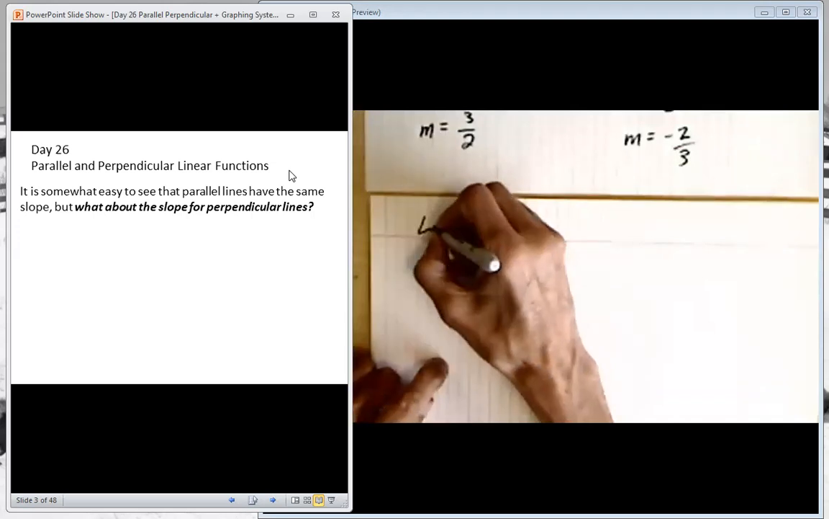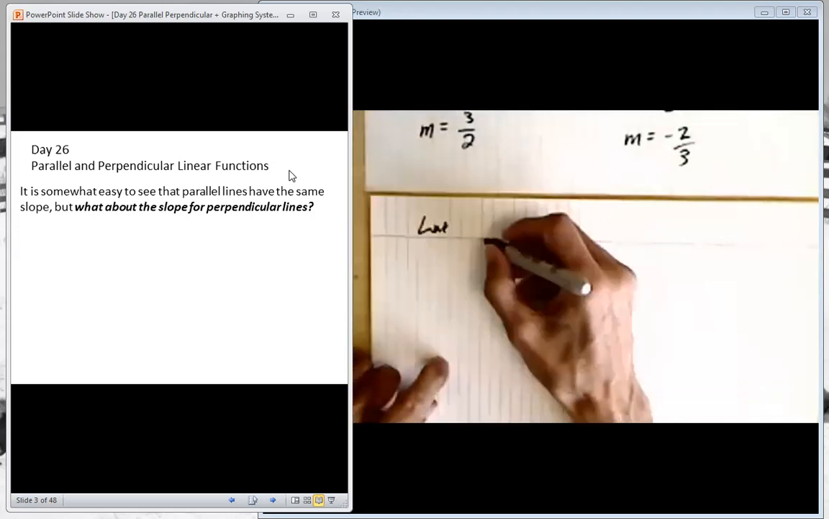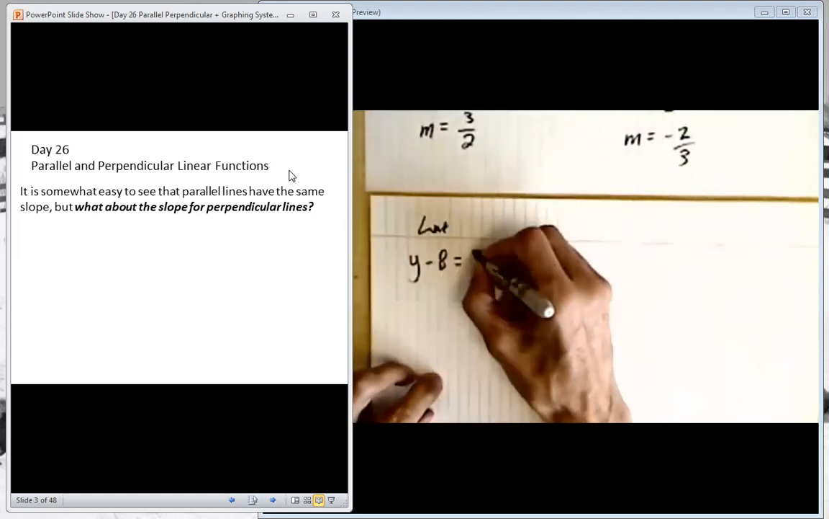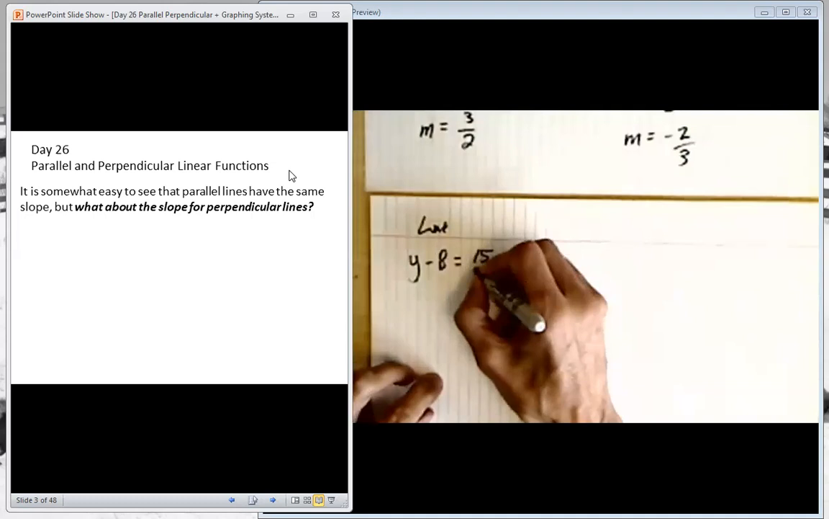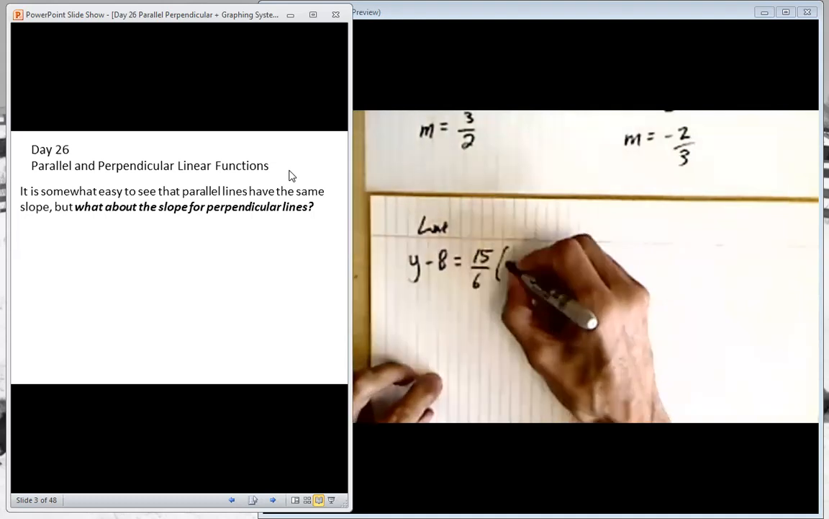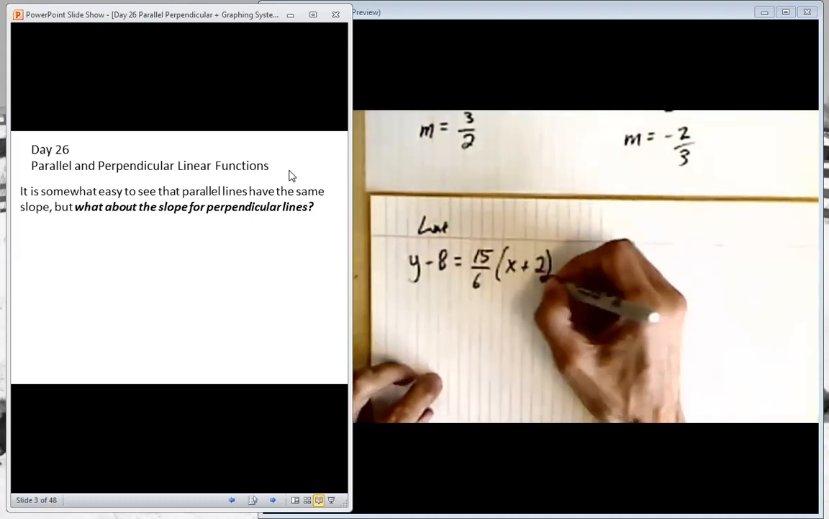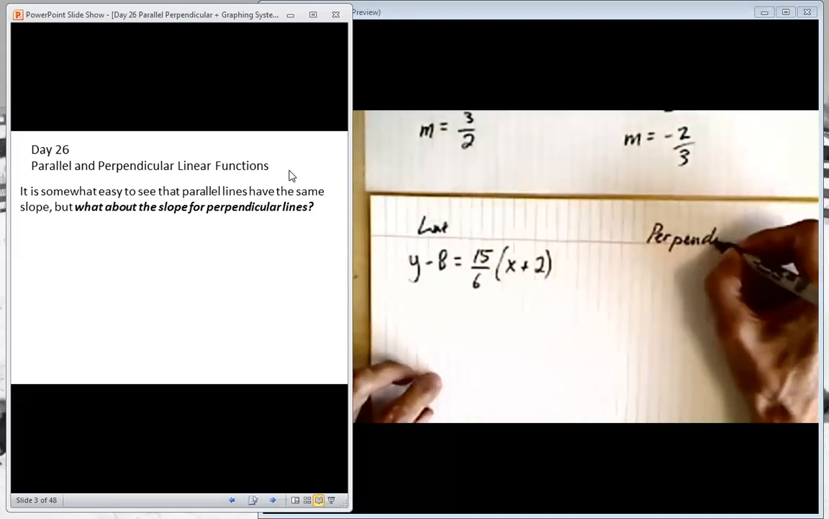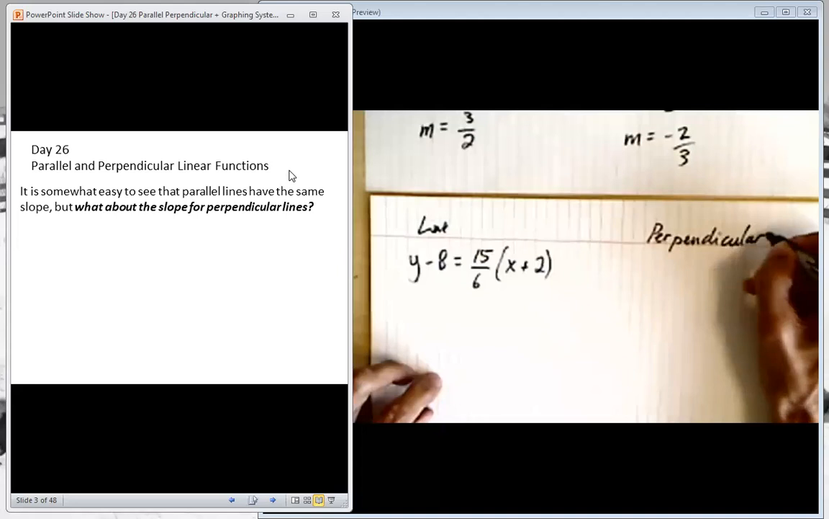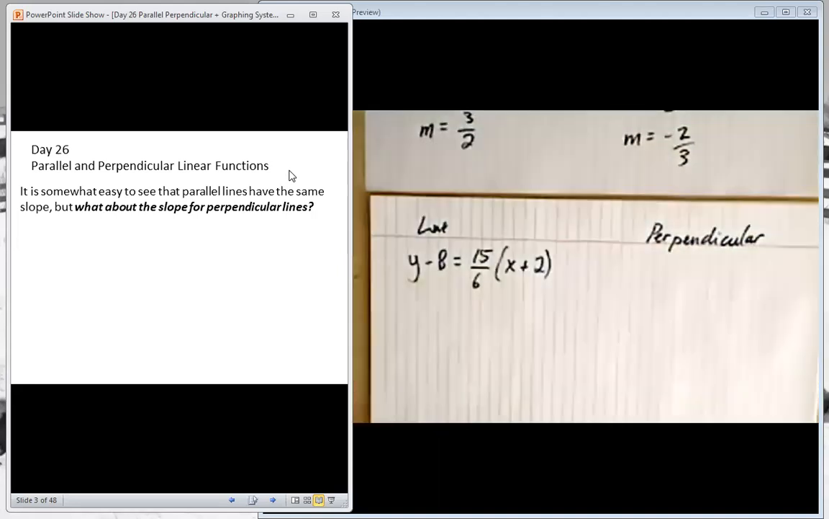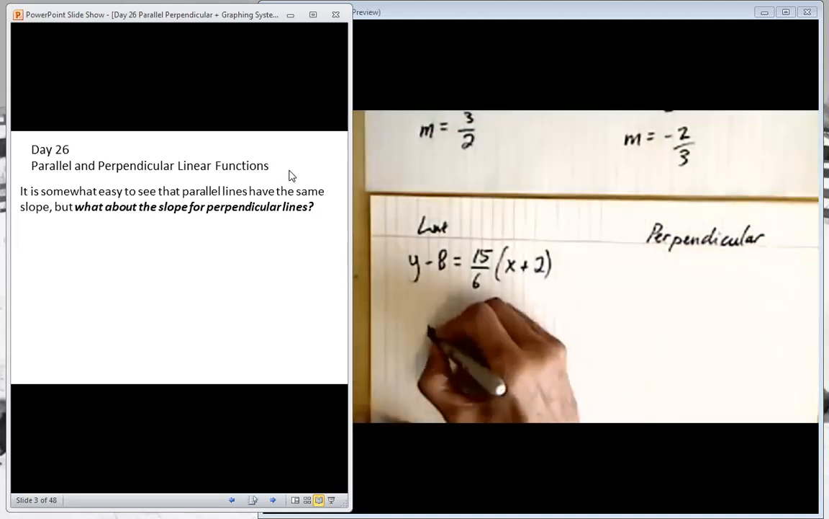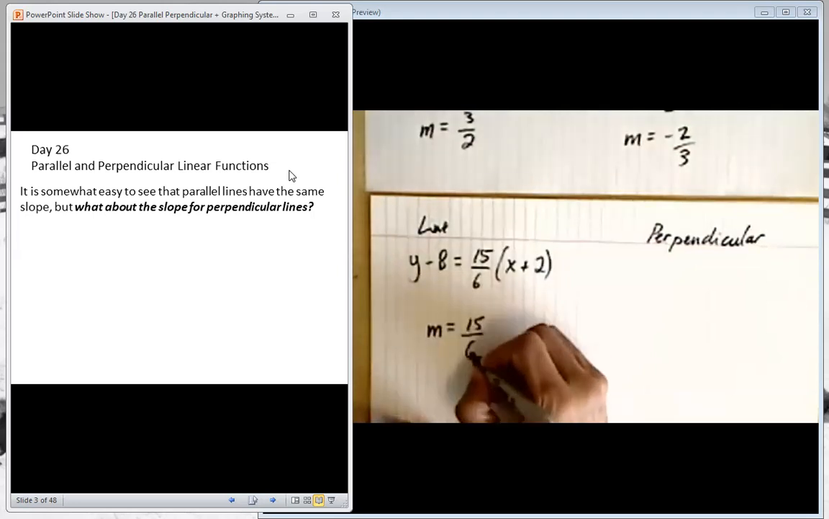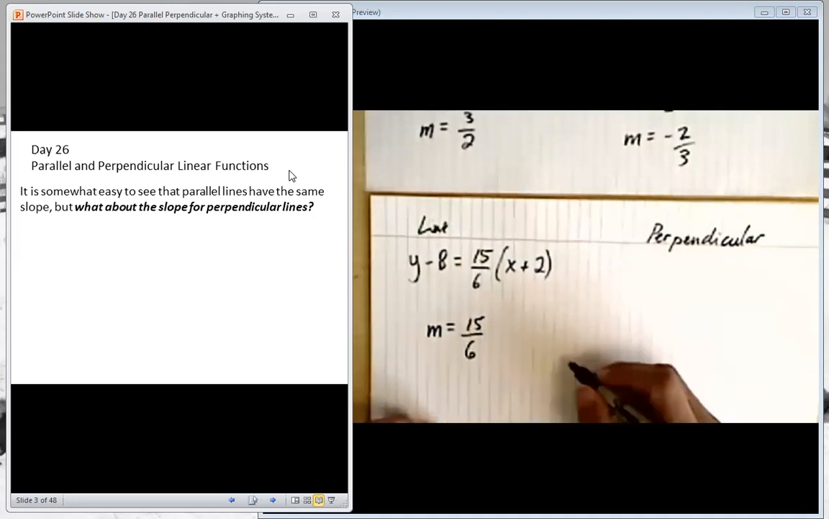This one here, we got the line y minus 8 equals 15 over 6 x plus 2. And so to make it perpendicular, we've got to check the slope. So we got slope is 15 over 6. And so what's the new slope going to be?